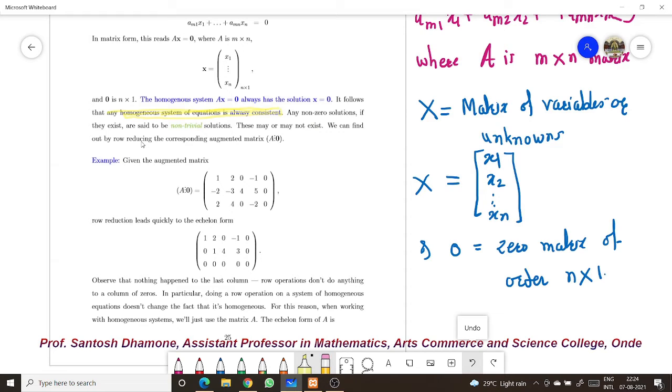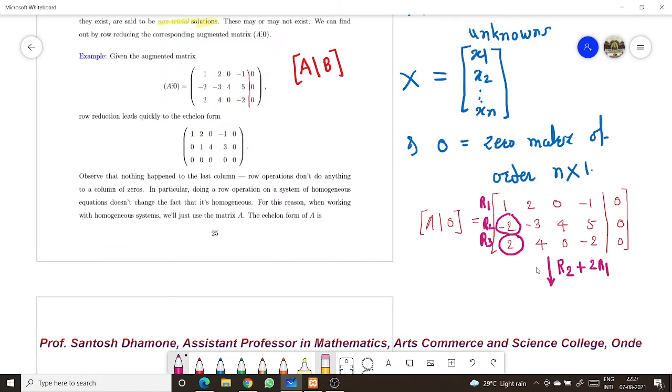by performing R2 plus 2R1: multiplying the first row by 2 and adding it to row 2, we get minus 2 plus 2 is 0. And R3 minus 2R1: multiplying row 1 by minus 2 and adding it to row 3, we get 2 minus 2 is 0. We get the following matrix.